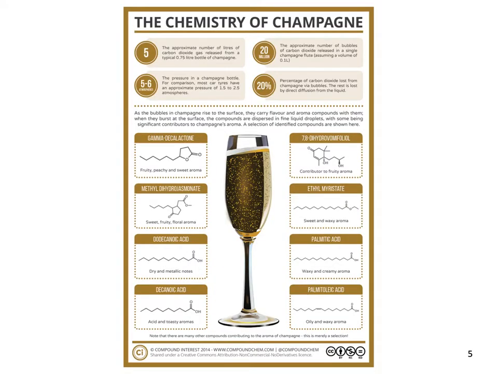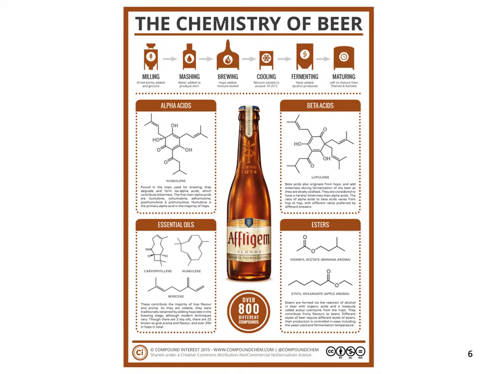And then when we're looking at the chemistry of the champagne, one of the things you're going to note is that the percent of carbon dioxide loss from champagne via bubbles is 20%, so it's higher. And then with the chemistry of beer, percentages usually being lower, usually less than 6%.